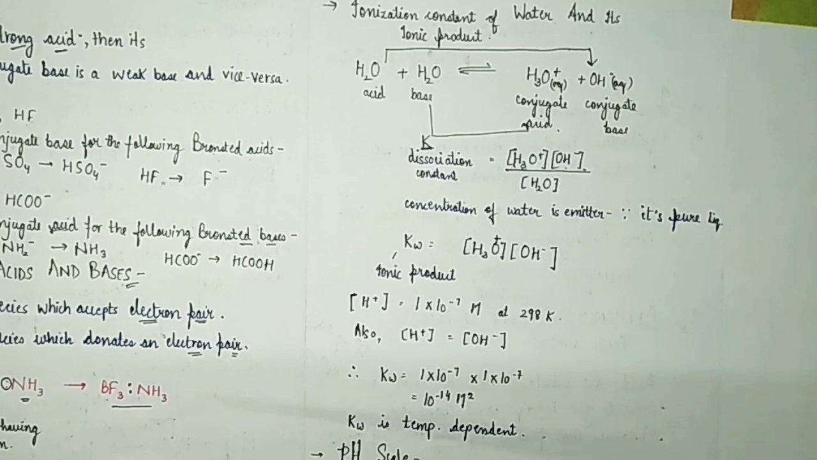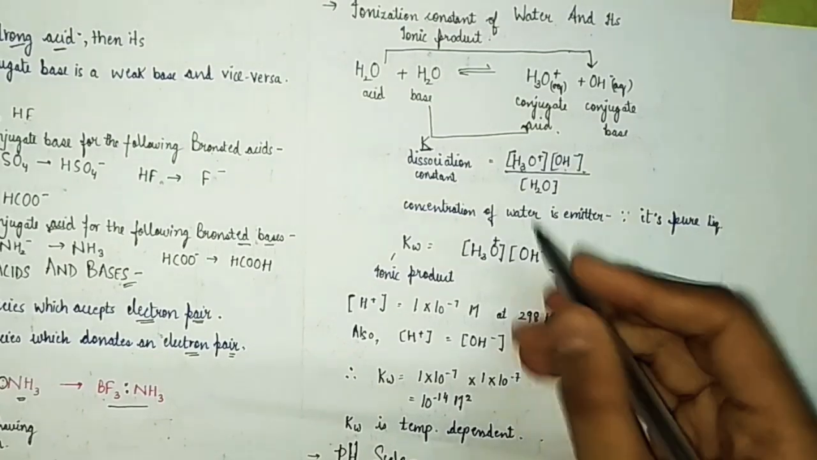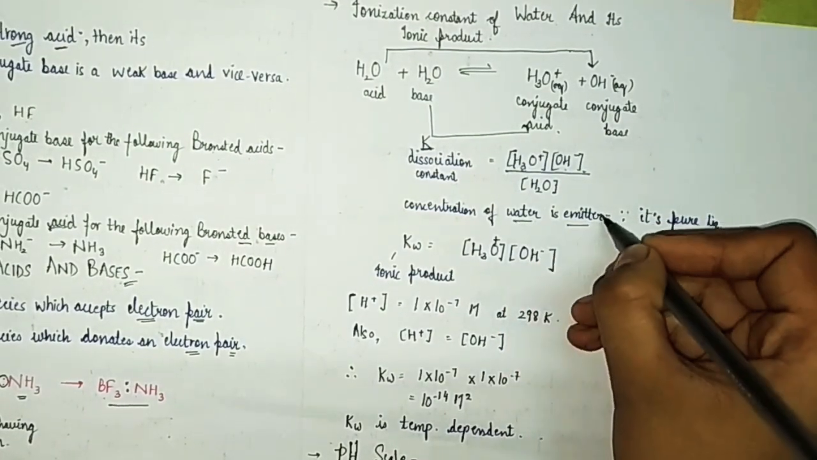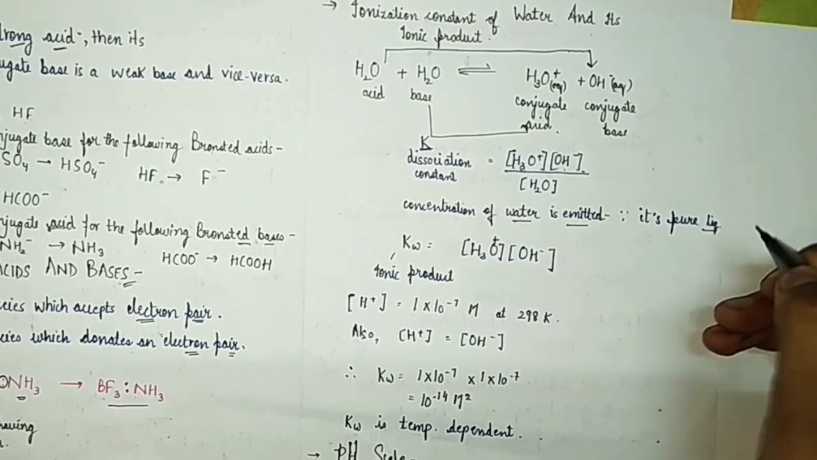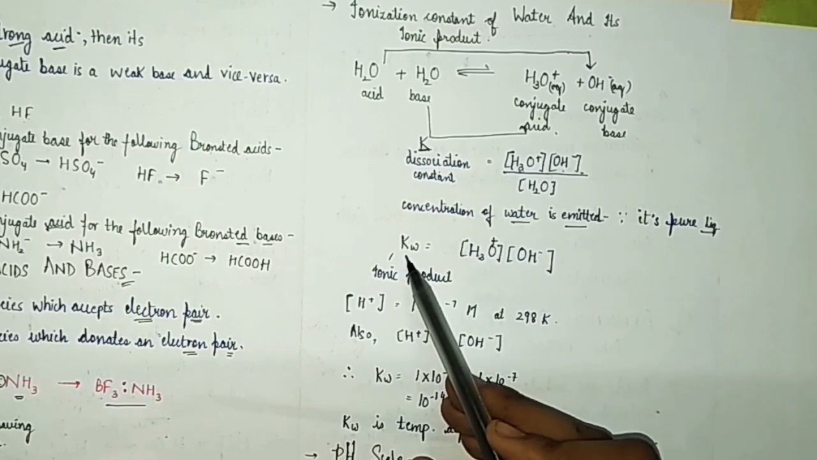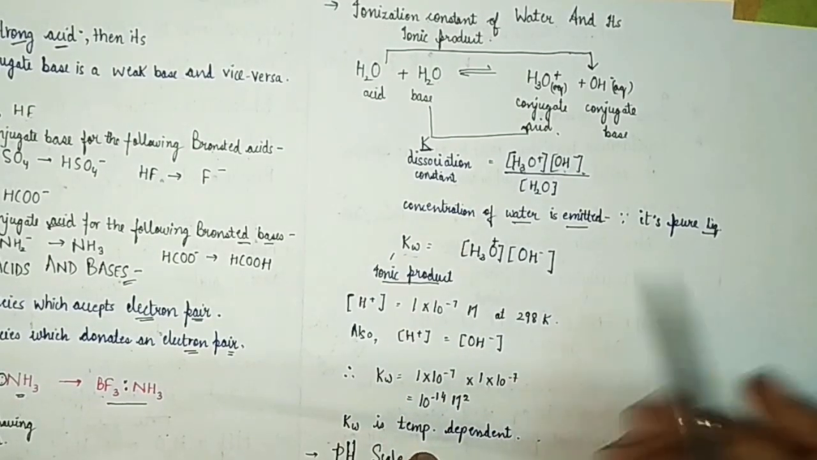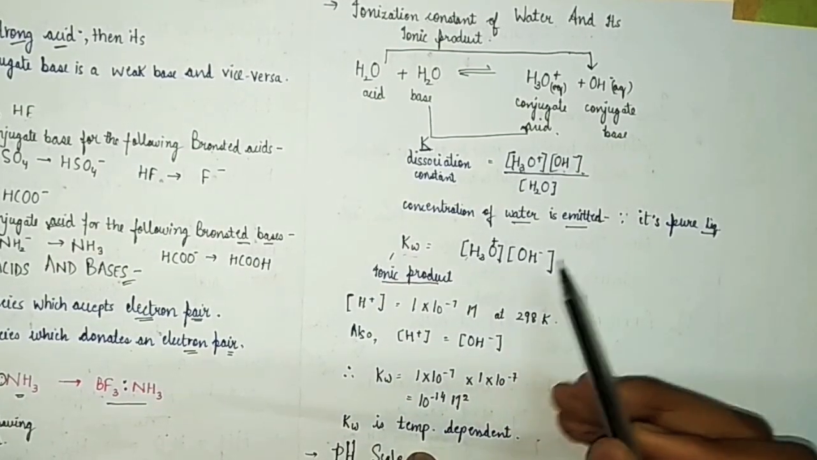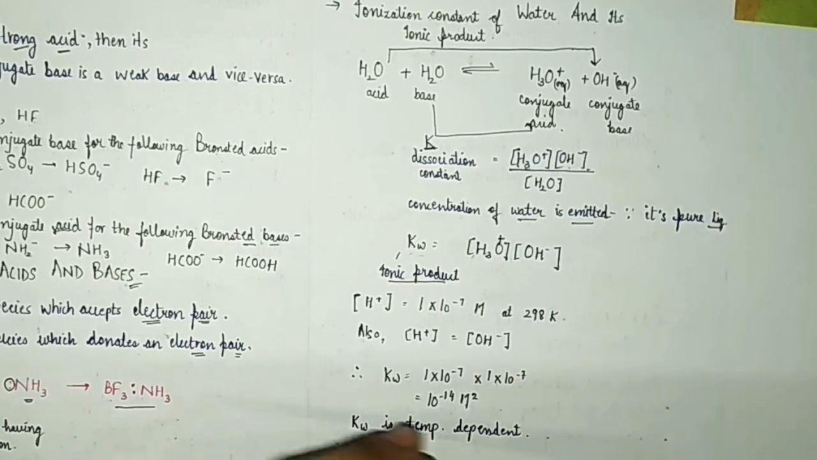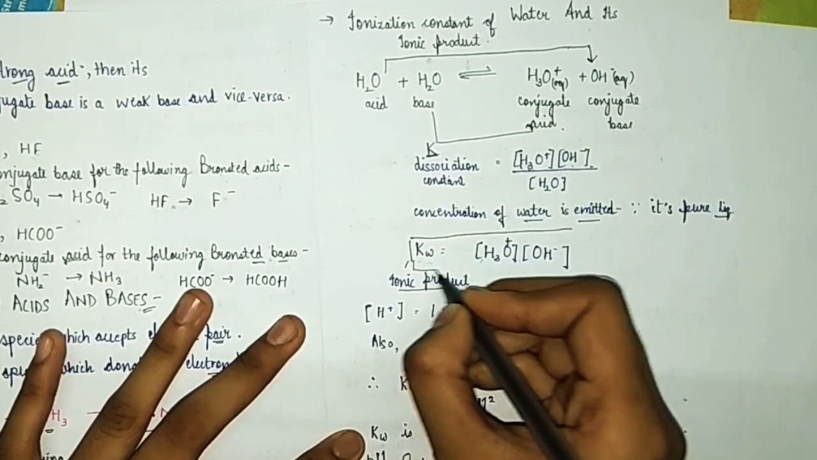Since we know that in an equilibrium constant we do not write pure liquids or solids, we write only those which are in dissociated or ionized form. So the concentration of water will be omitted because it's a pure liquid. So now this dissociation constant, after omitting the water molecule, becomes Kw. It's called Kw, the ionic product of water. It becomes equal to H3O plus multiplied by OH minus. So this is the ionic product of water.